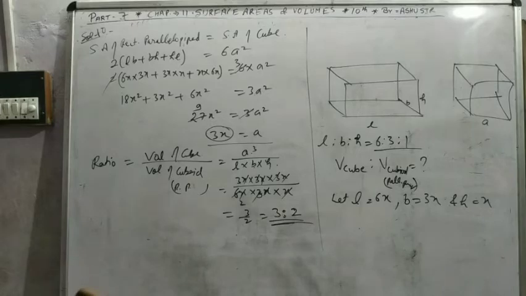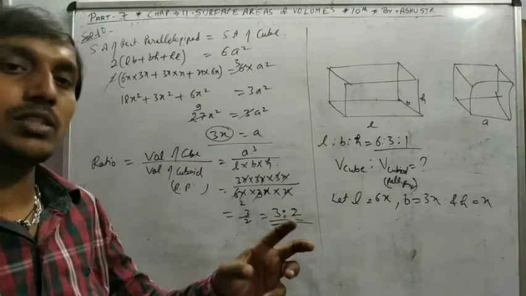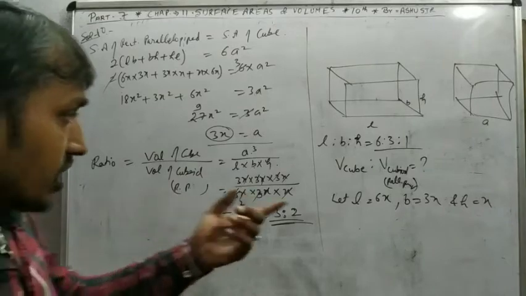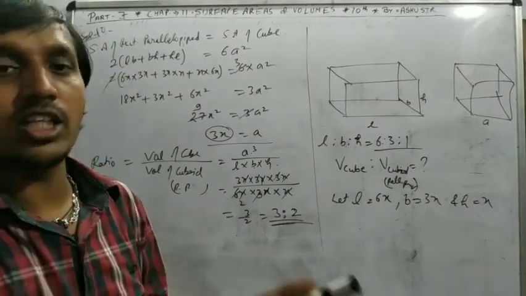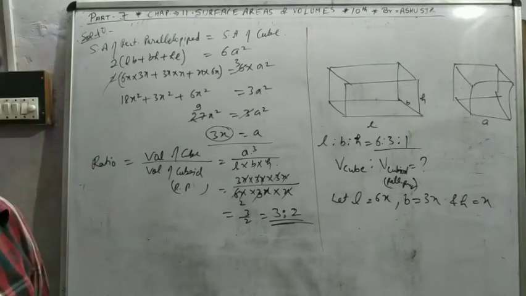The main thing, if you find the ratio, is to always be careful. First word is cube, so we can take the ratio of cube first and then the ratio of cuboid according to the question. Okay, pause, we note down.